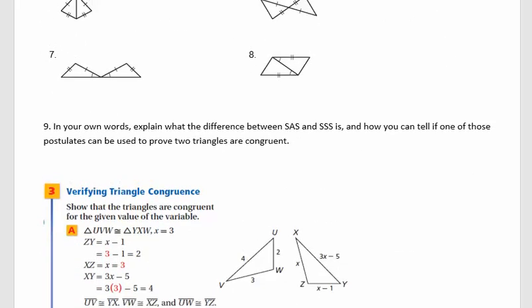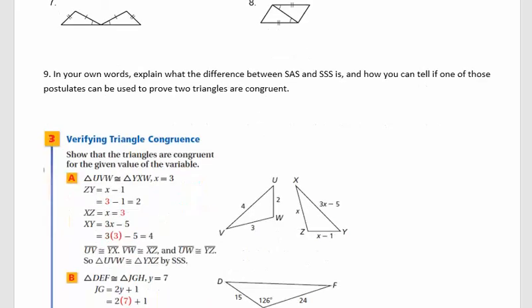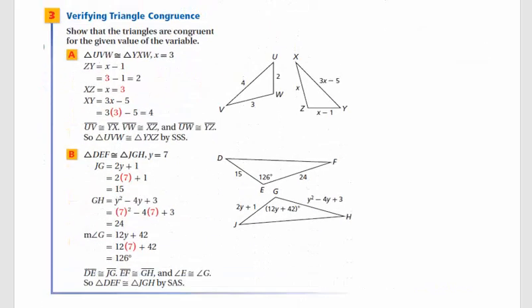Okay, number 9, you have to explain the difference between SAS and SSS and how you can tell if one of those postulates can be used to prove 2 triangles are congruent. So use your own words there. Now we're going to do some algebra practice. If they're going to give us a variable to plug in for some of the parts, we can show that the triangles are congruent if we get either SSS or SAS when we do that.